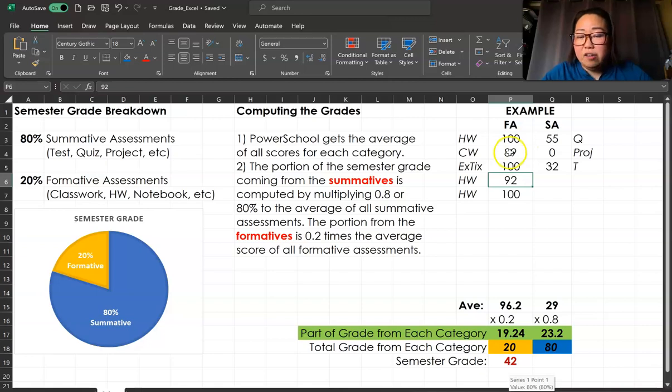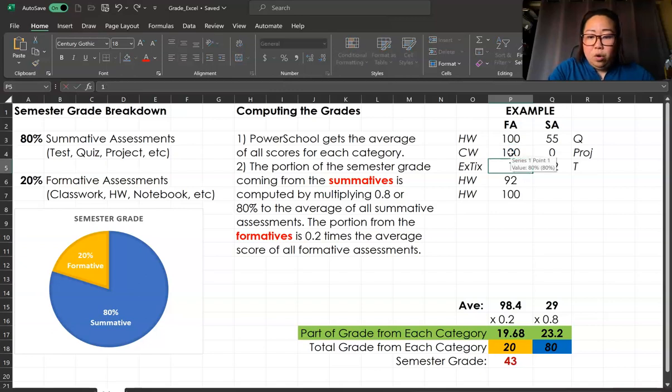Now, what if I put everything here as 100 on the formatives? I turned in all the homework, I turned in all my classwork, I got all 100s in there. Why is it that my grade is not moving?